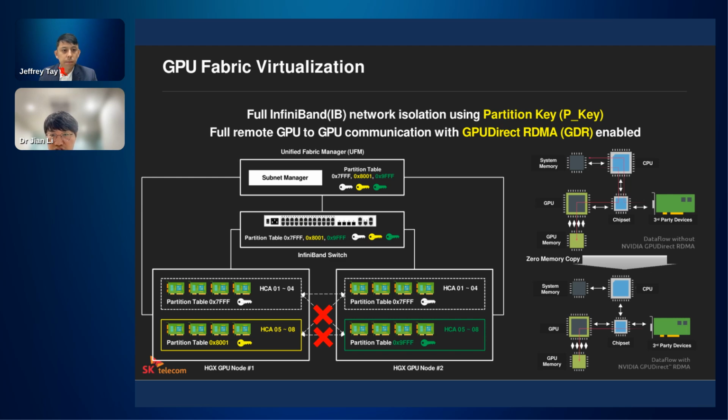And the HCAs on the HGX node are bound to those partition entries, and so devices in different partitions cannot talk to each other. The red X in the diagram shows that strict isolation. Then within the partition, we enable GPUDirect RDMA inside the VM, so the GPU can perform direct zero-copy transfers into the remote GPU memory. That removes the CPU and the system memory from the critical data path, lowering the latency, increasing the throughput, and reducing the host CPU overhead.